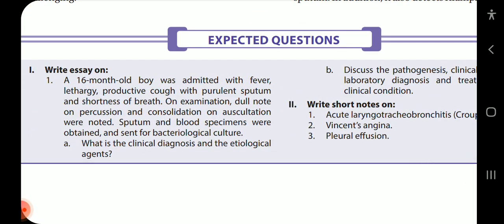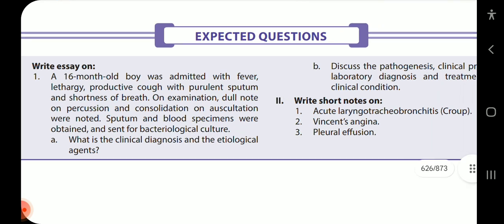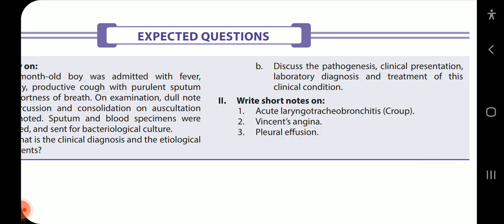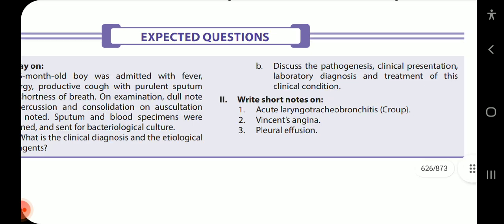An essay: a 16-month-old boy admitted with fever, lethargy, productive cough and purulent sputum, shortness of breath. On examination, dull note on percussion and crepitations on auscultation were noted. Sputum and blood specimens were obtained for bacteriological culture. This is a case of lobar pneumonia; we can add the clinical diagnosis, radiological findings, and pathogenesis. Short notes on acute laryngotracheobronchitis, croup, Vincent angina, pleural effusion also we can write.